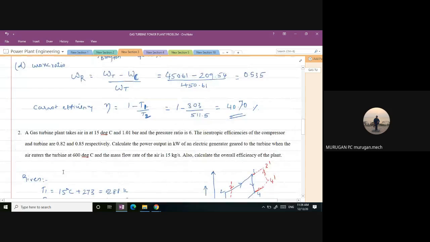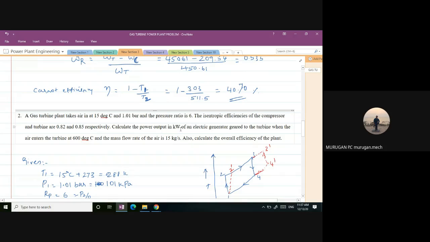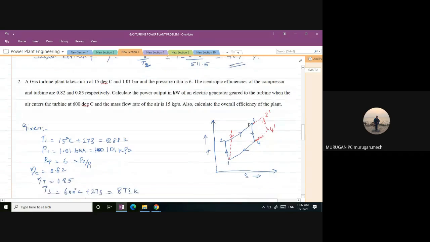A gas turbine takes in air at 15 degrees Celsius and 1.01 bar, and the pressure ratio is 6. The isentropic efficiencies of the compressor and the turbine are 0.82 and 0.85 respectively. Calculate the power output in kilowatt of an electric generator geared to the turbine when the air enters the turbine at 600 degrees Celsius and the mass flow rate of air is 15 kilogram per second. Also calculate the overall efficiency of the plant.